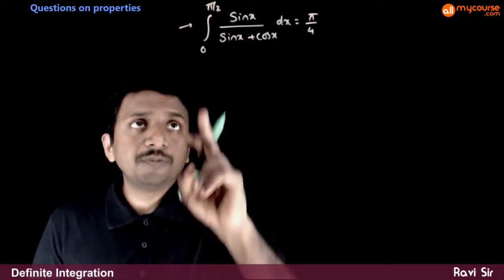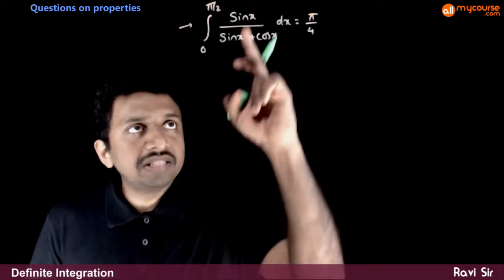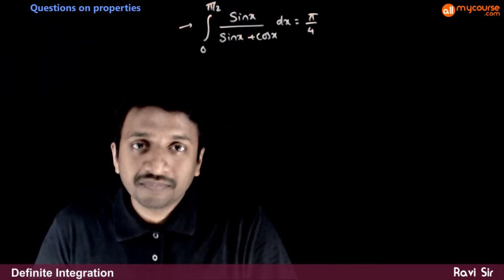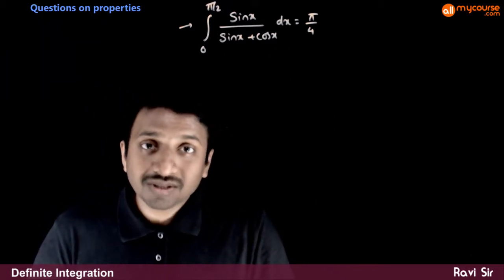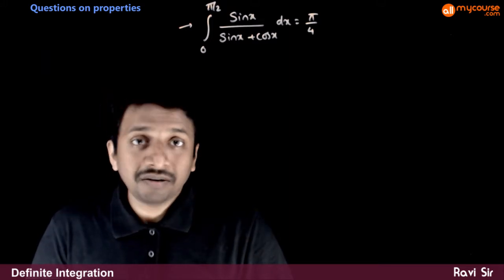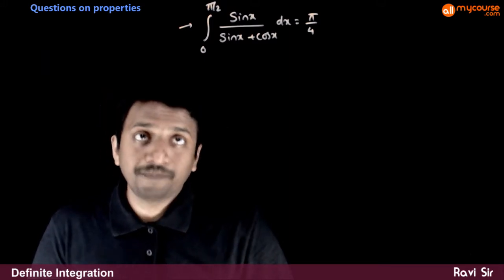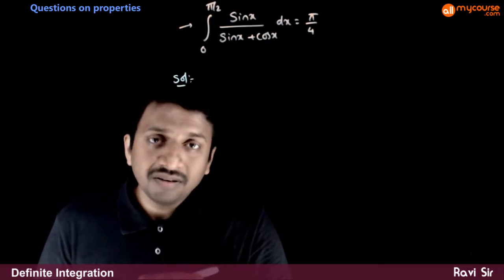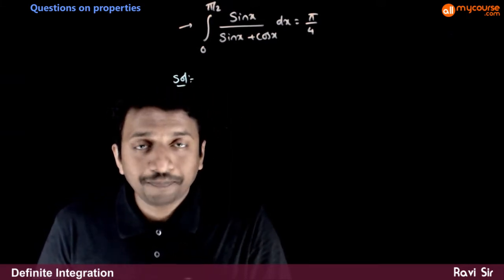In this question, you are asked to prove that the integral from 0 to pi by 2 of sin x by (sin x plus cos x) dx is equal to pi by 4. So let us use properties of definite integrals to prove this result. This is a very standard question. Questions like this will be asked very frequently.